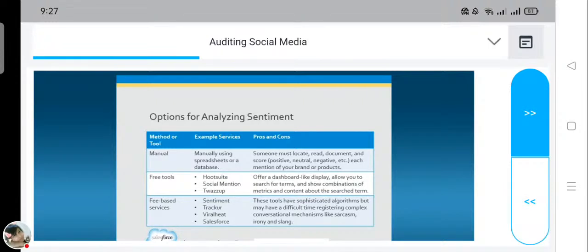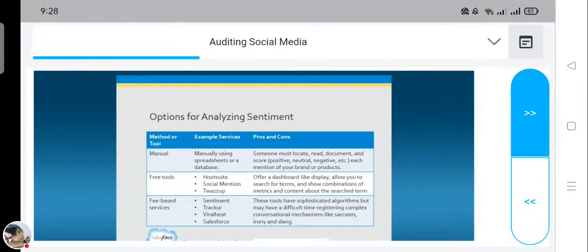Instead, just as there were tools for grading and also for doing your social listening, there are tools for analyzing sentiment, and some of them are free, such as Social Mention and Twazip, but then some of them cost. And these fee-based services include things like Sentiment and Tracker, Viral Heat, and even Salesforce, which can be used as a general sales contact management system.